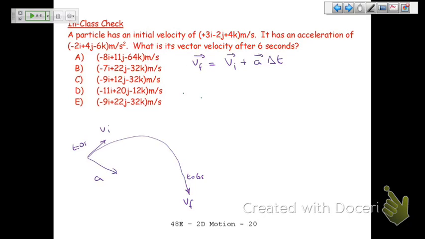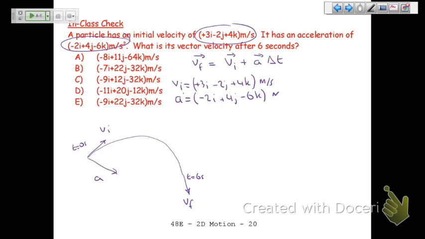What I should have done was, shame on me, vi is equal to plus 3i minus 2j plus 4k meters per second. And a is equal to minus 2i plus 4j minus 6k meters per second squared. And delta t is equal to 6 seconds, and I want vf. Let's put some little things in here so we know what we're doing.